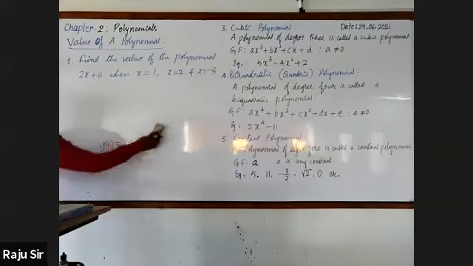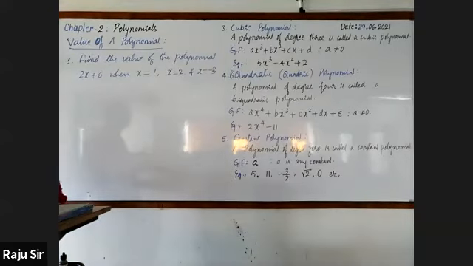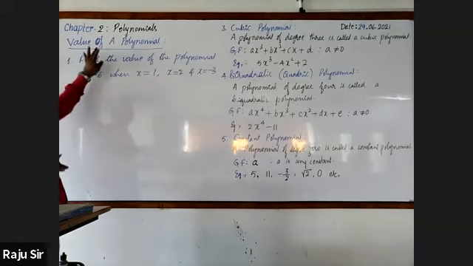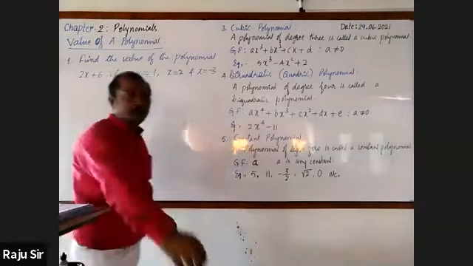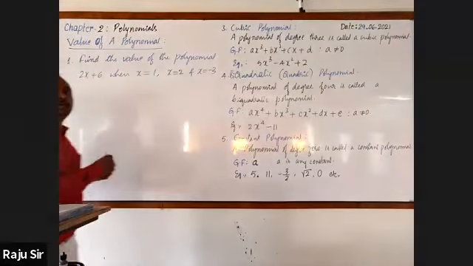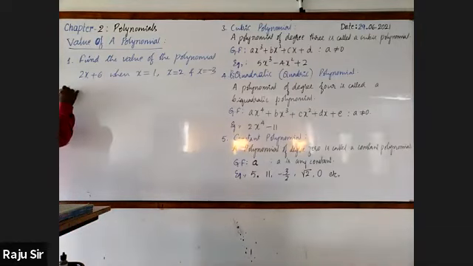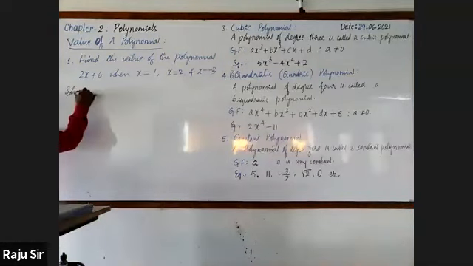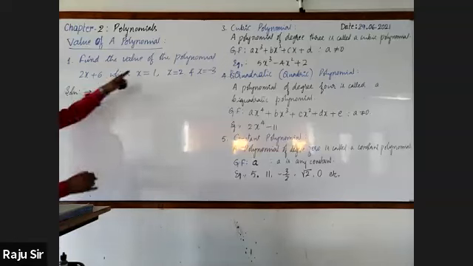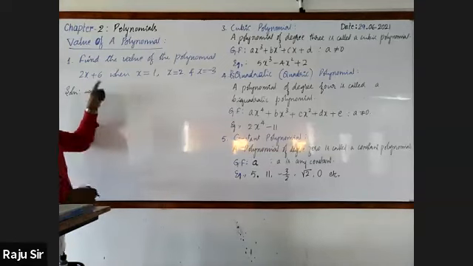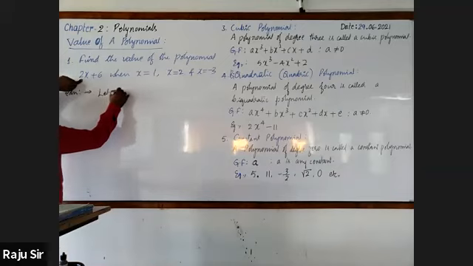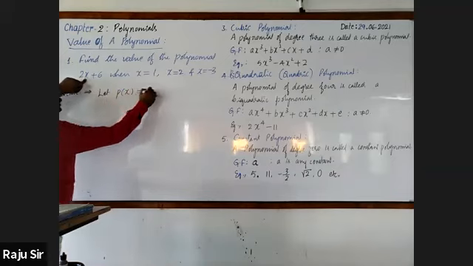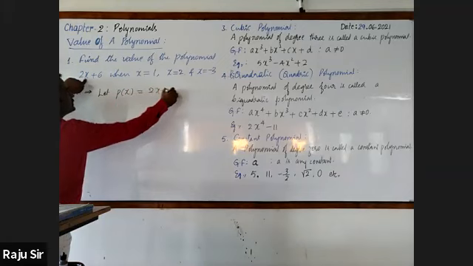Worked examples. No need to write the side heading, worked example. Value of polynomial. Write this question. Please go on writing it. We know that the given polynomial is in x. Hence, I write that P of x is equal to 2x plus 6.